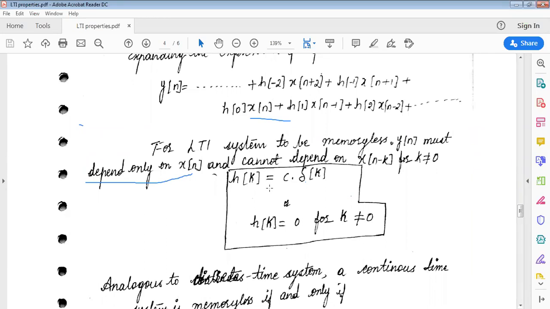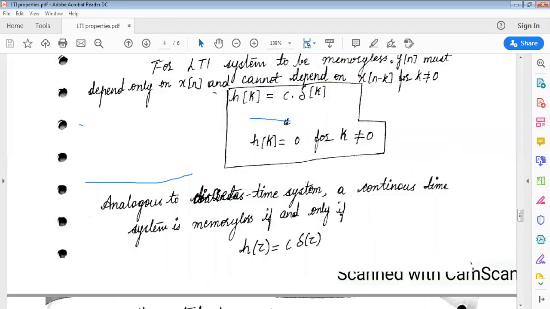Any scaling factor like delta of n, if it is multiplied by its weight, like 2 into delta of n or 3 into delta of n, so C represents the scaling factor. Fine. So similarly, this is for a discrete time LTI system.